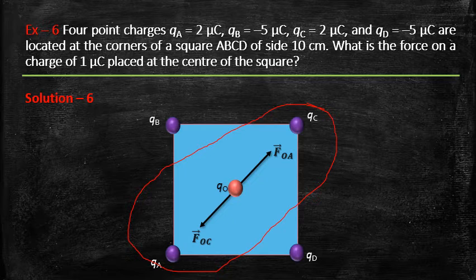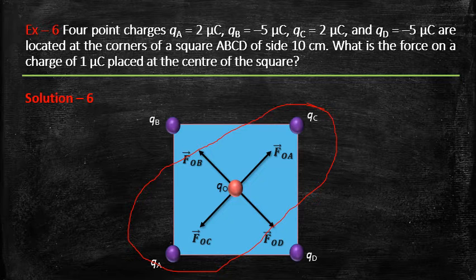What about B and D? So look at B value. B is minus 5 microcoulomb and O is 1. So there is attraction. So what will B do? B will pull O towards it. And D is also a negative charge. So D will also pull it towards it.